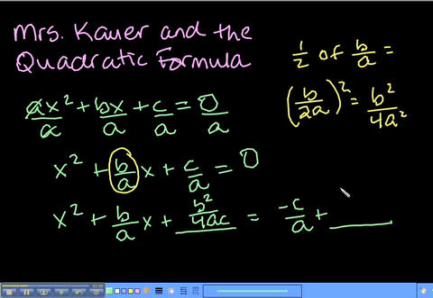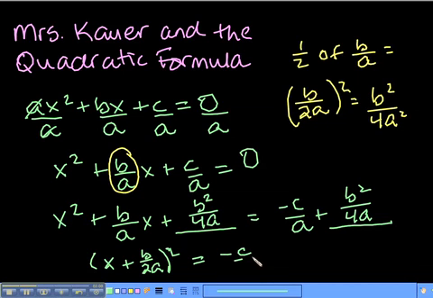But what I add to one side of the equation, I also have to add to the other. I'm sorry, I put a c in there. Okay, there we go. Now they should both be the same: b squared over 4a squared. Then when I factor this, I get x plus b over 2a quantity squared equals negative c over a plus b squared over 4a squared.